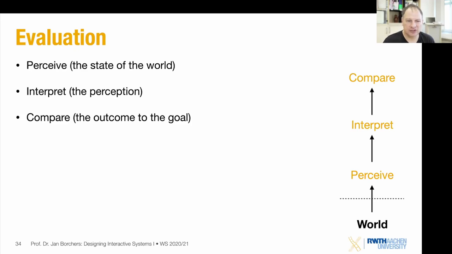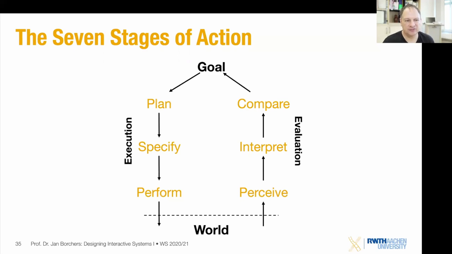Put together, this left and right part gives us the 7 stages of action, as you will find them in Norman's book. From a goal through plan, specifying an action sequence and performing it, changing the environment, the world, and then perceiving the result, interpreting it, and comparing it.